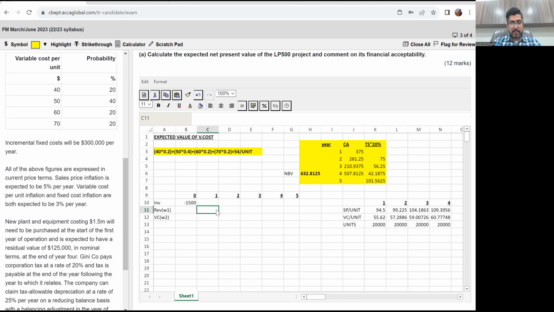Okay, so let's find revenue. It's the selling price K11 into K13 units. Okay, and I will drag it. Variable cost is negative, equals negative K12 asterisk K13.